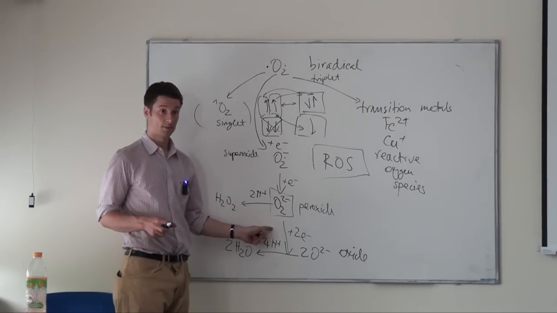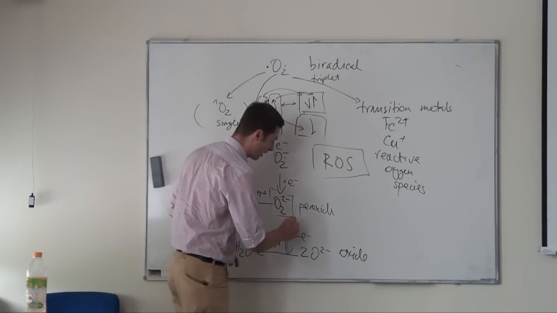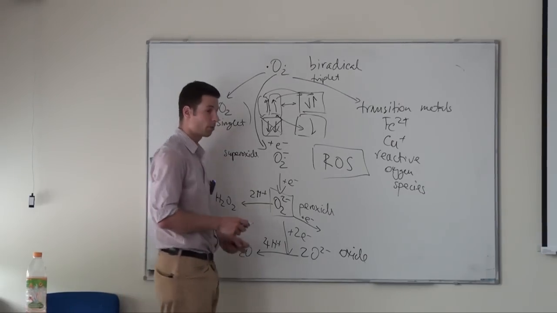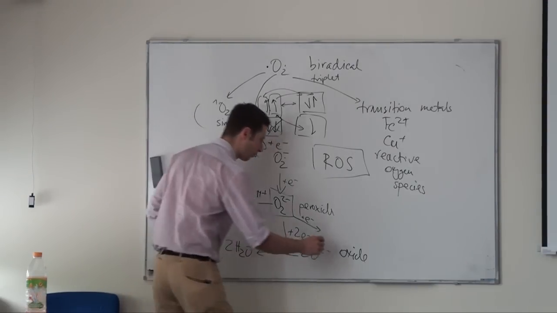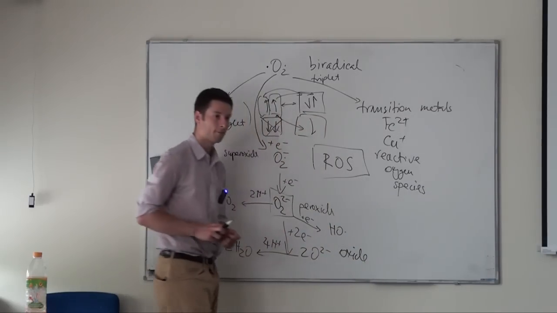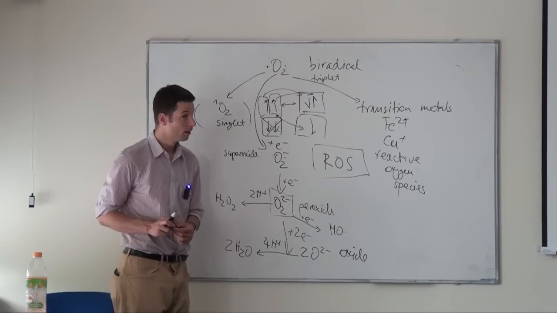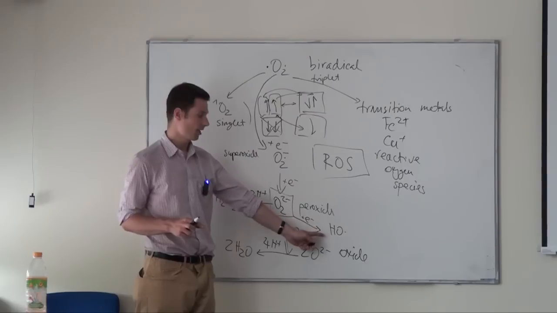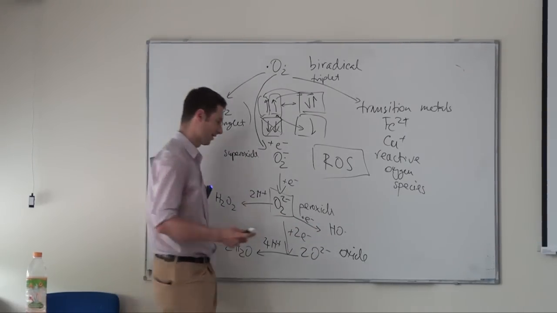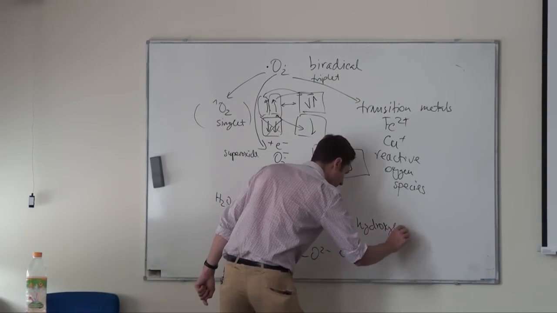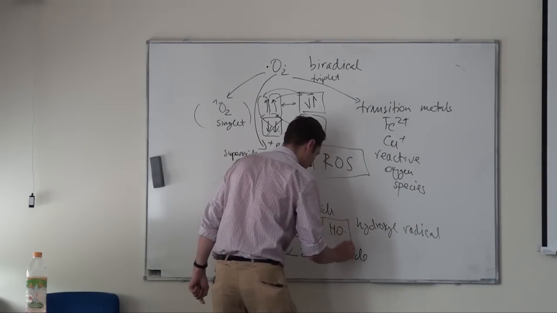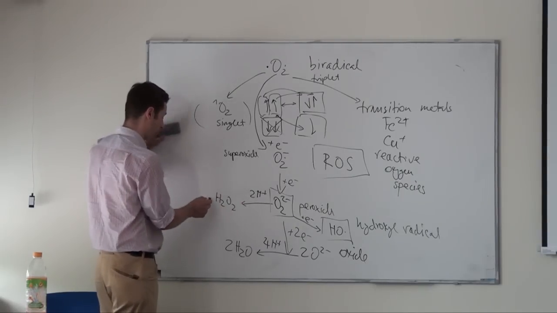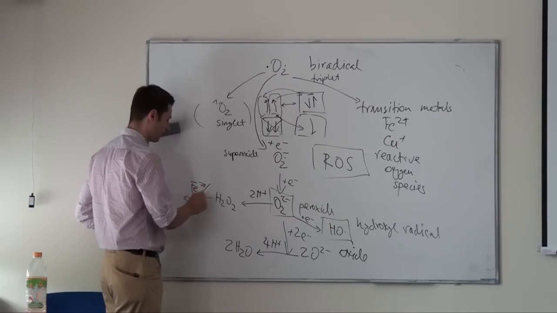There is actually an intermediate step. I skipped one step by adding two electrons at the same time. But if we add just one electron to peroxide, we produce probably the most important molecule out of these reactive oxygen species, which looks like this. What is that? Not hydroxide, hydroxide would be OH minus. This is HO dot. It's called hydroxyl radical. Hydroxyl radical can be produced from hydrogen peroxide or from peroxide in the presence of iron or copper.